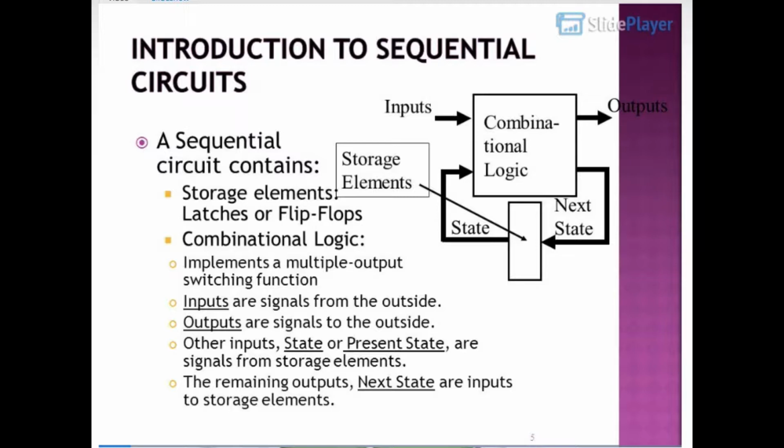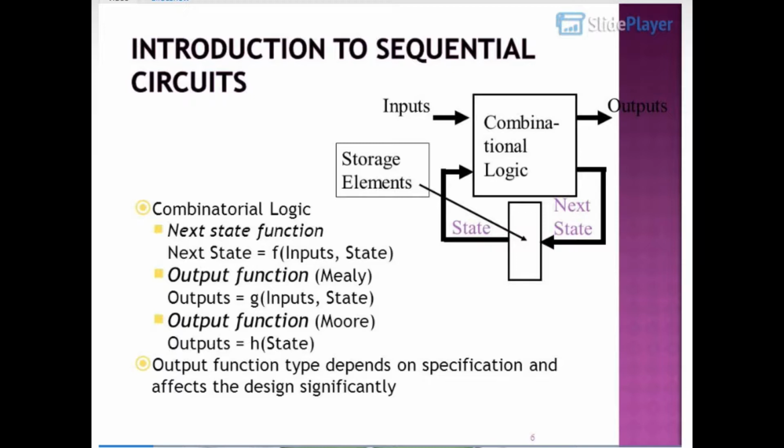Introduction to Sequential Circuits. Inputs. Outputs. Combinational logic. A sequential circuit contains storage elements, latches or flip-flops. Combinational logic implements a multiple output switching function. Inputs are signals from the outside. Outputs are signals to the outside. Other inputs, state or present state, are signals from storage elements. The remaining outputs, next state, are inputs to storage elements.